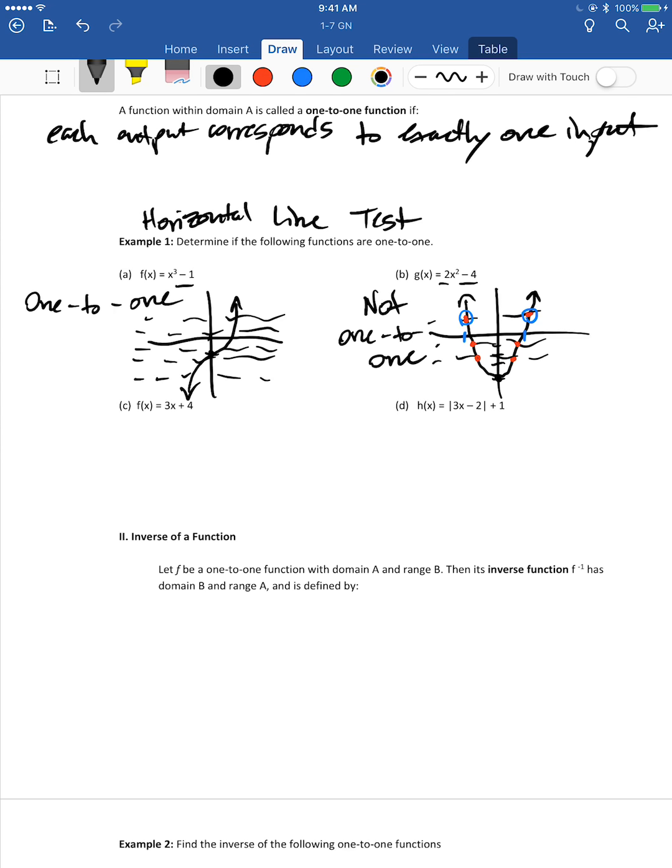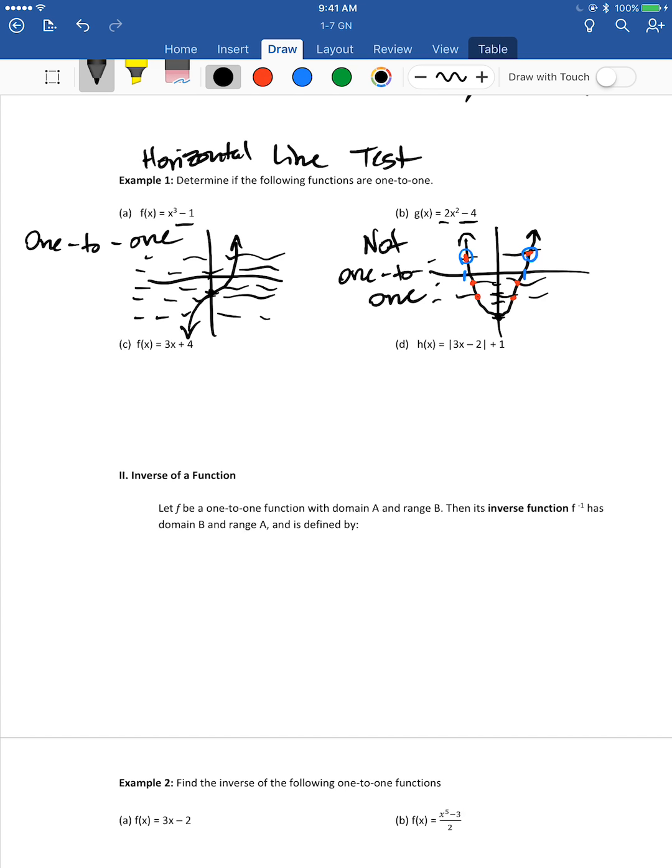Hopefully you're still with me. I would like you to try these on your own, and we can go over them in class. Those can be our examples when we review this video in class. Again, you can use software, you can use your graphing calculator, or you can use your knowledge of transformations to sketch those graphs.